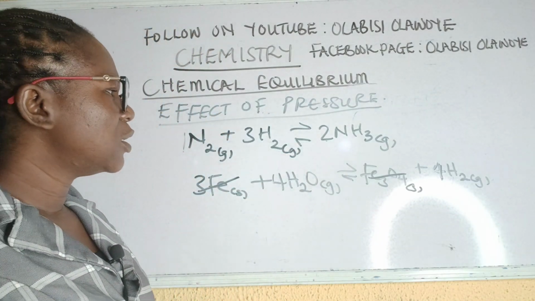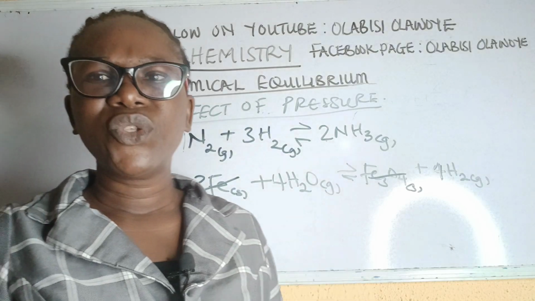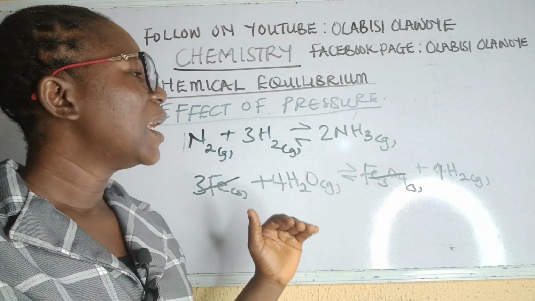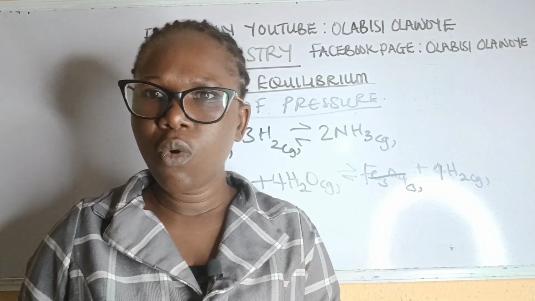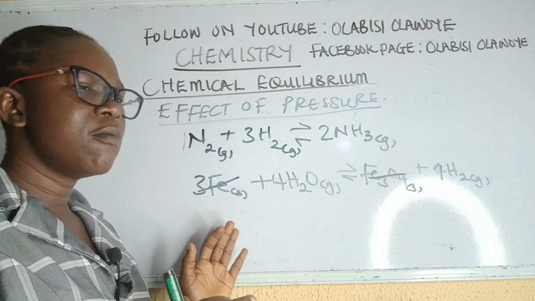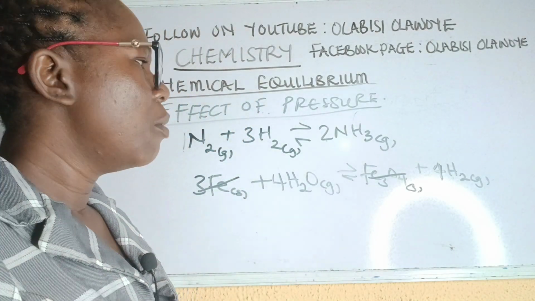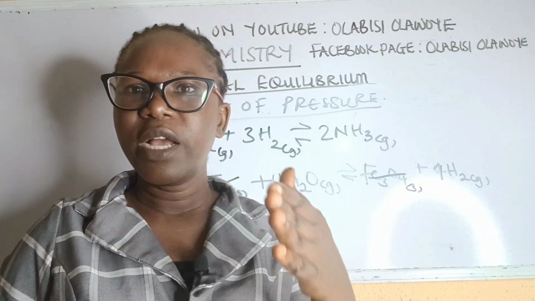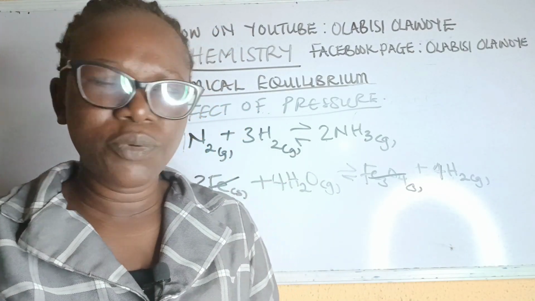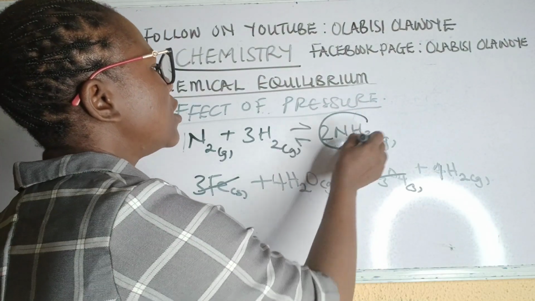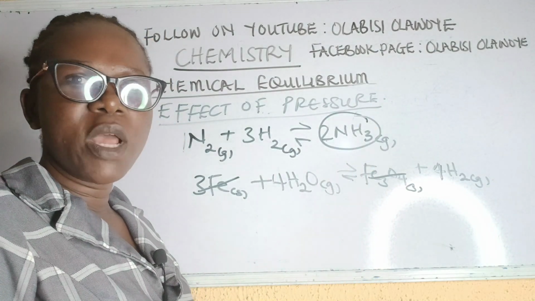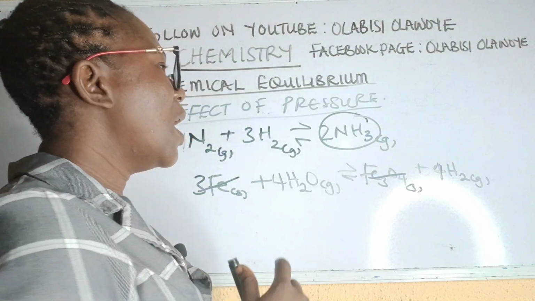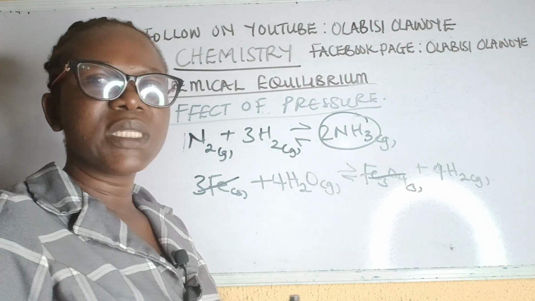According to Le Chatelier's principle, the reaction will adjust itself to decrease the pressure. Now, the side that has a lower number of moles needs low pressure. The side that has a higher number of moles needs high pressure. But because the pressure was increased, and the reaction is adjusting itself to reduce the pressure, what will be favored is the side with the lower number of moles. So more products are being formed, and anytime more products are formed, the equilibrium constant is increasing.